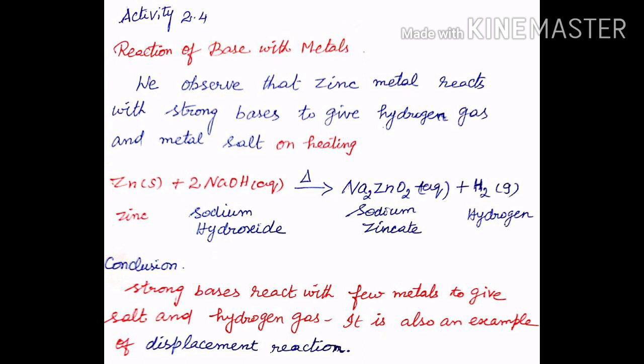Zinc, Zn, plus NaOH, sodium hydroxide, on heating gives sodium zincate, Na2ZnO2, plus H2. While balancing, the equation will be Zn solid plus 2 NaOH on heating gives Na2ZnO2 plus H2. Na2ZnO2 is sodium zincate. From the above activity, we come to the conclusion that strong bases react with a few metals to give salt and hydrogen gas. It is also an example of a displacement reaction.